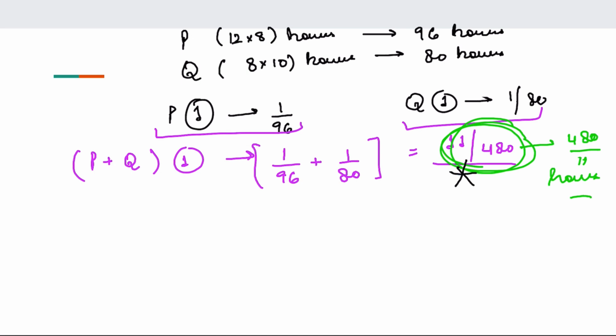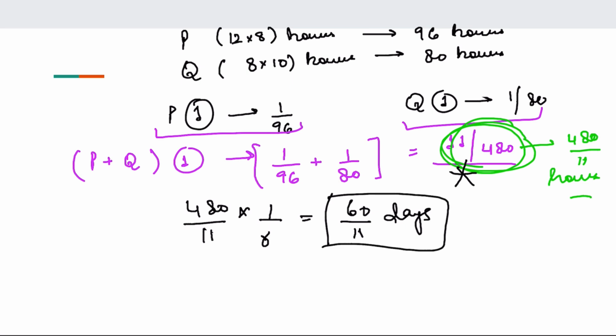Alright. So the number of days of 8 hours each is going to be 480 by 11 into 1 by 8. Why? Because they are working together for 8 hours. So it's going to be 480 by 11 into 1 by 8, which is nothing but 60 by 11 days. So this is the answer.